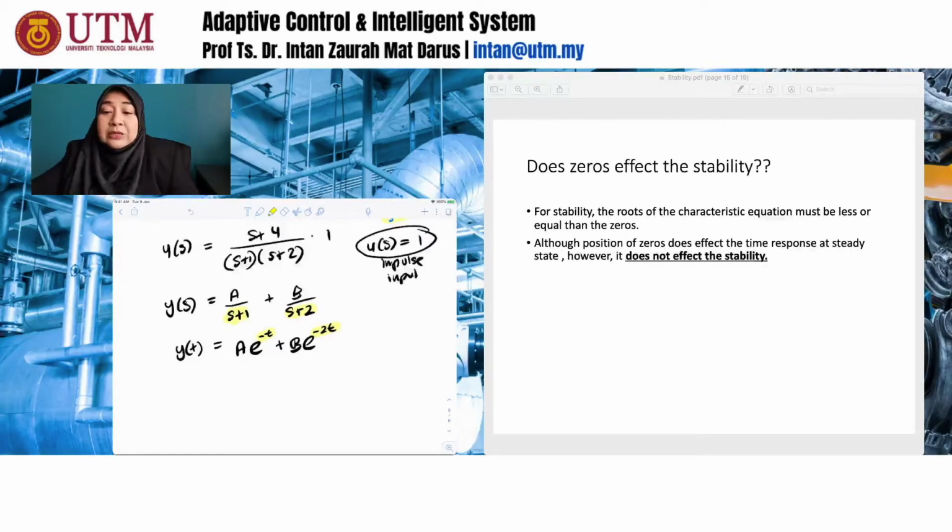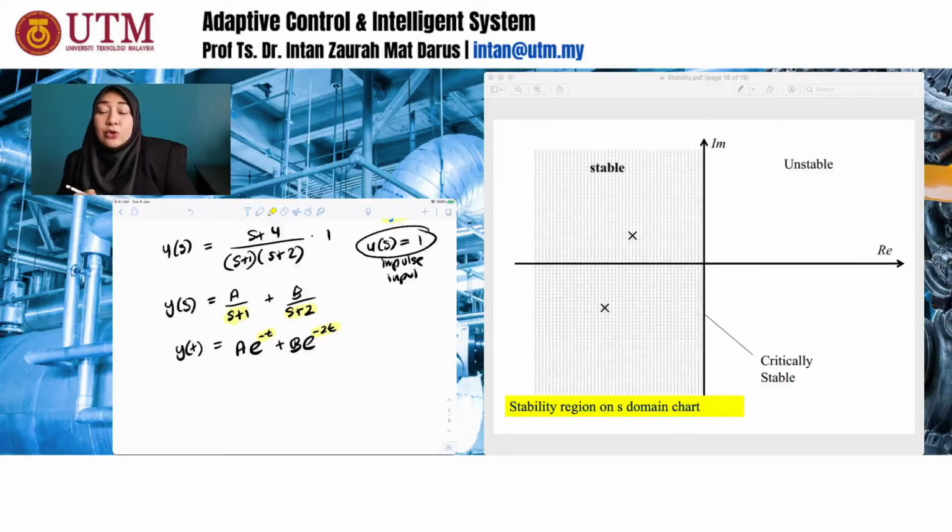Okay, does the zero affect the stability of the system? Definitely not. The zero of your transfer function does not affect the stability of your system. However, it will affect the transient response of your system. Maybe your system is slower, maybe it has steady state error, or maybe it has an overshoot. These are affected by the value of the zero, but the zero does not affect the stability of your system. Only poles will affect the stability of your system.